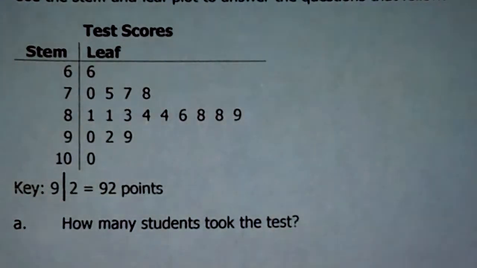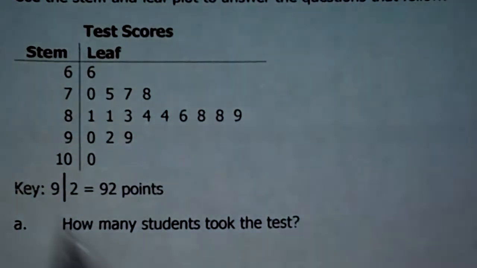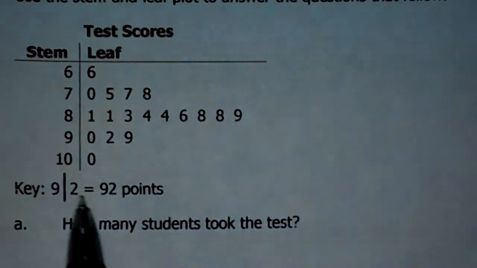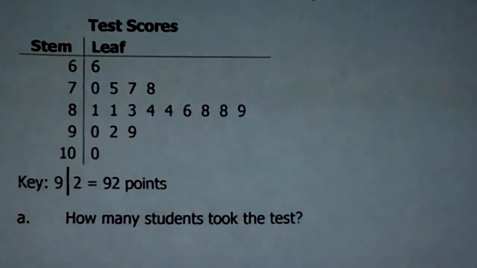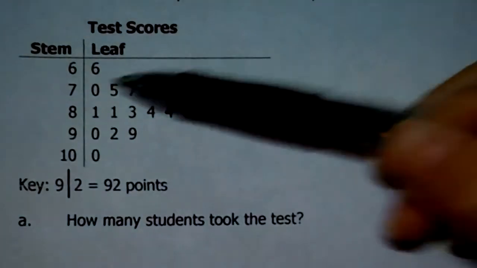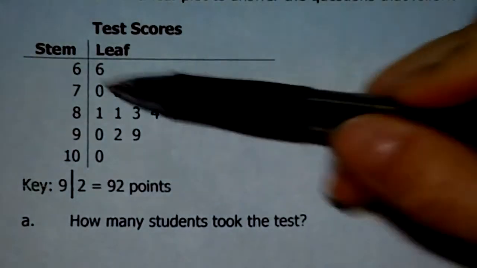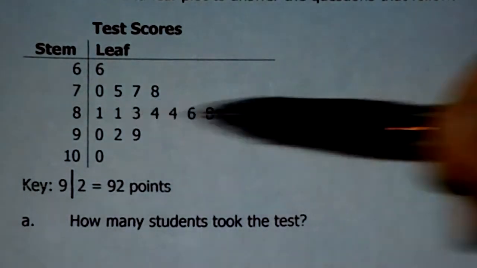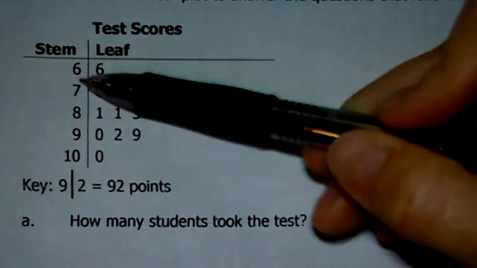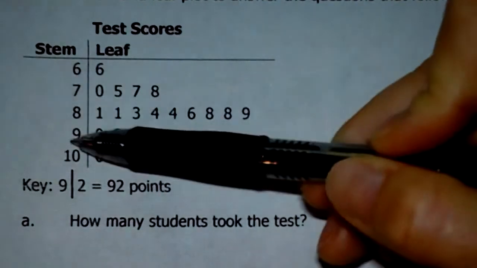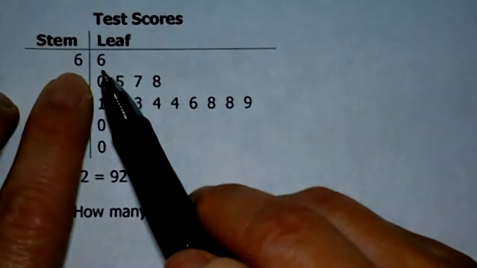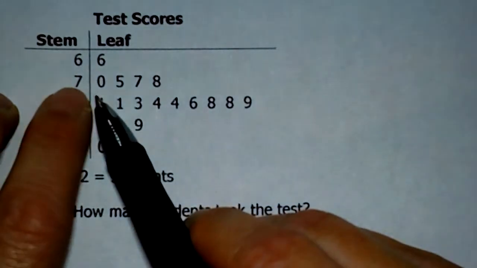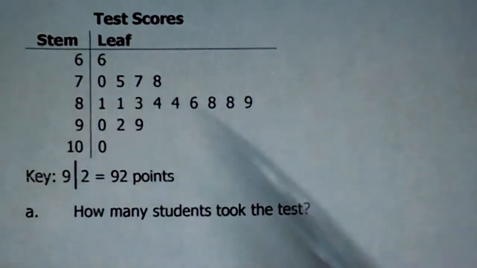I know some that we do in class will kind of model this. And there, of course, is a key that shows me this means 92 points. Letter A asks you, how many students took the test? Well, in order to figure out how many students took the test, I just need to know how many leaves there are, because each leaf represents a data value, right? These numbers here, the stems, tell me what they start with. Nobody got a 6, but somebody did get a 66. Nobody got a 7, but somebody got a 70, and a 75, and a 77, etc.